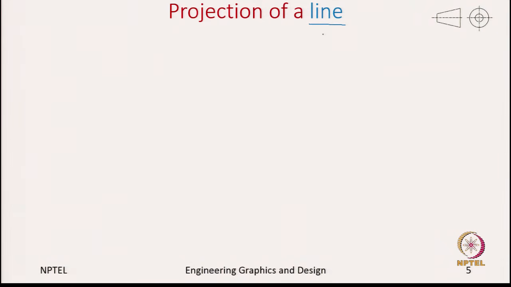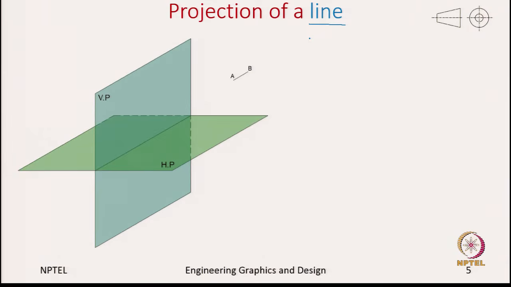Now, let us move to the next object, which is the line. So, from point we are moving to projection of a line. Now, let us consider a line AB. This is the line AB which is in the first quadrant. This symbol says it is in the first angle projection.